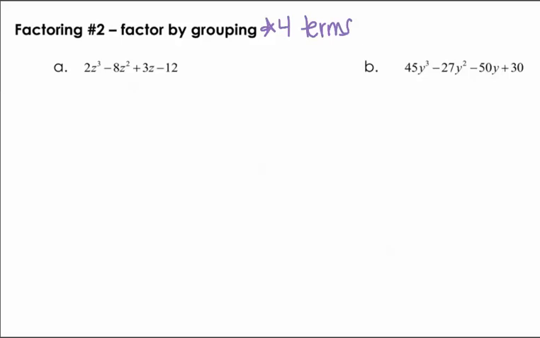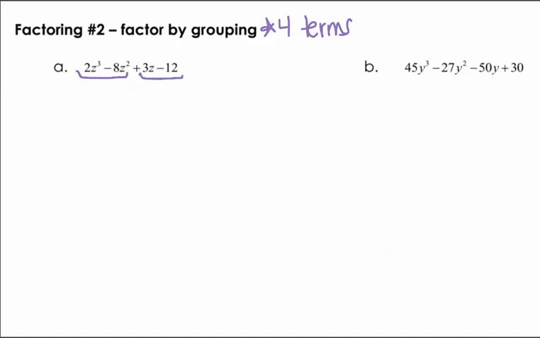So factoring by grouping, what you do is you first look for a GCF in the entire problem. So the 2, the 8, the 3, and the 12, they have nothing in common. So you're always checking for GCFs. There is no GCF here. So what I'm going to do is I'm going to group this into 2 separate pieces, and then I'm going to look for GCF in each of those pieces.